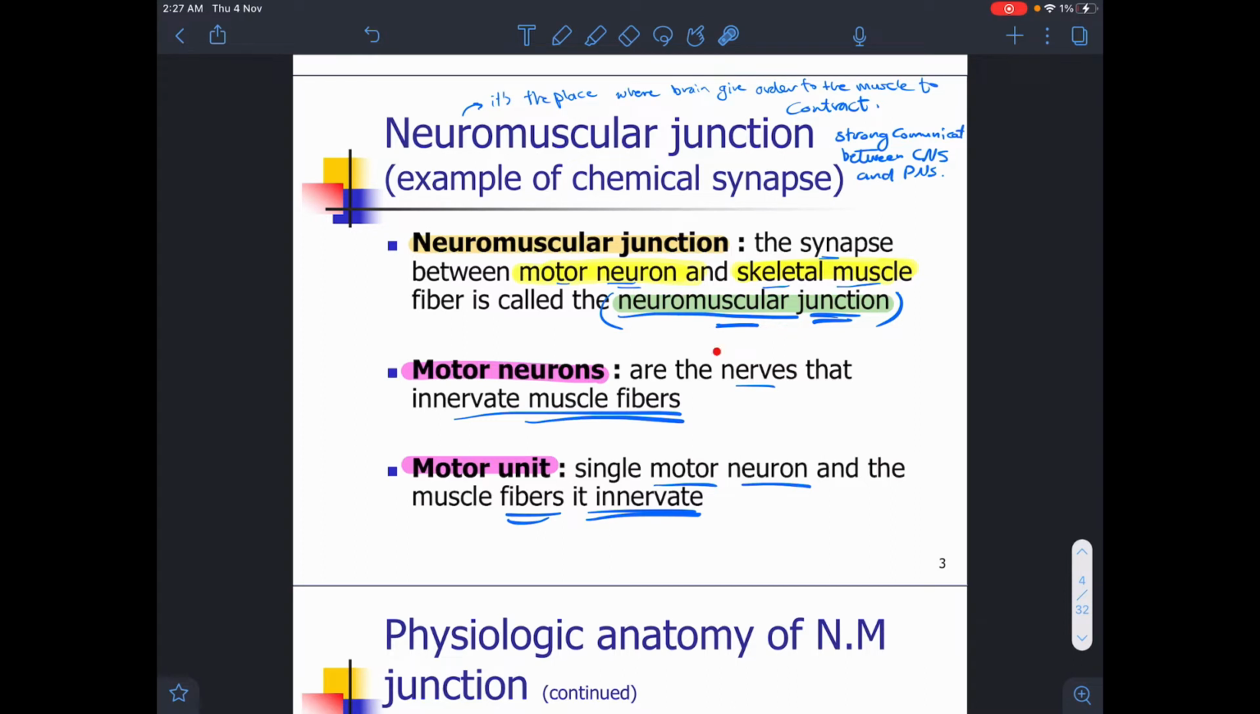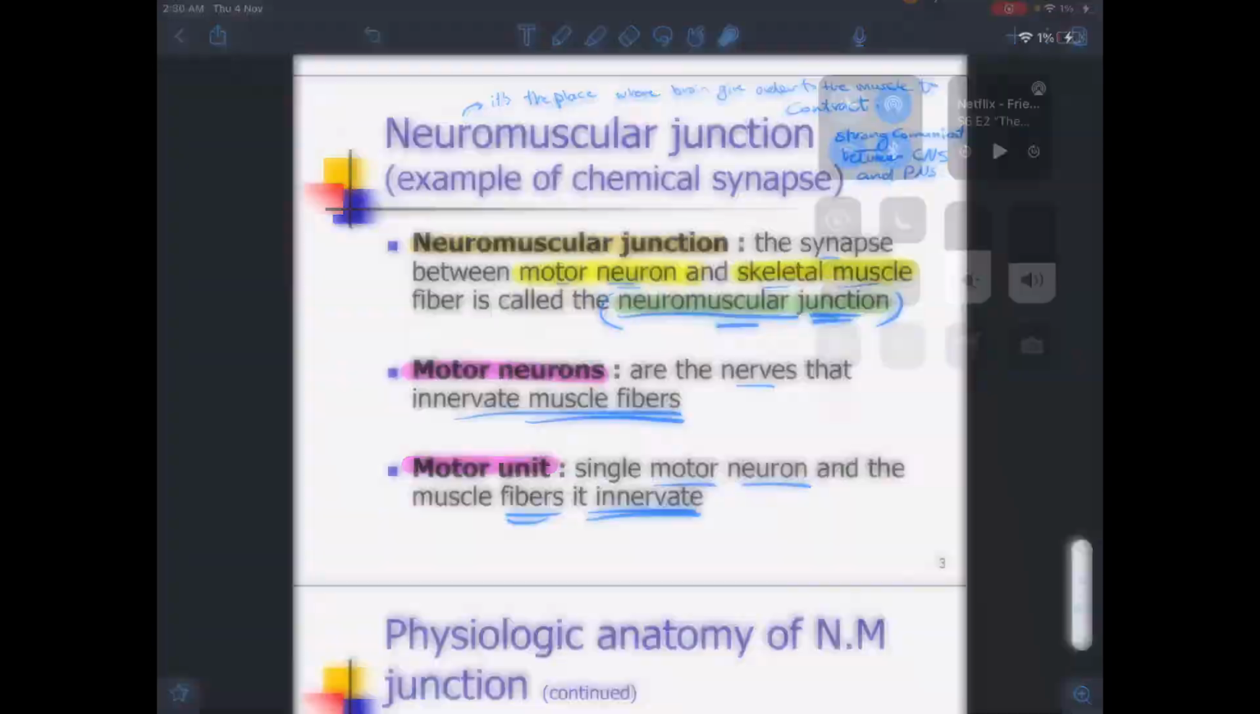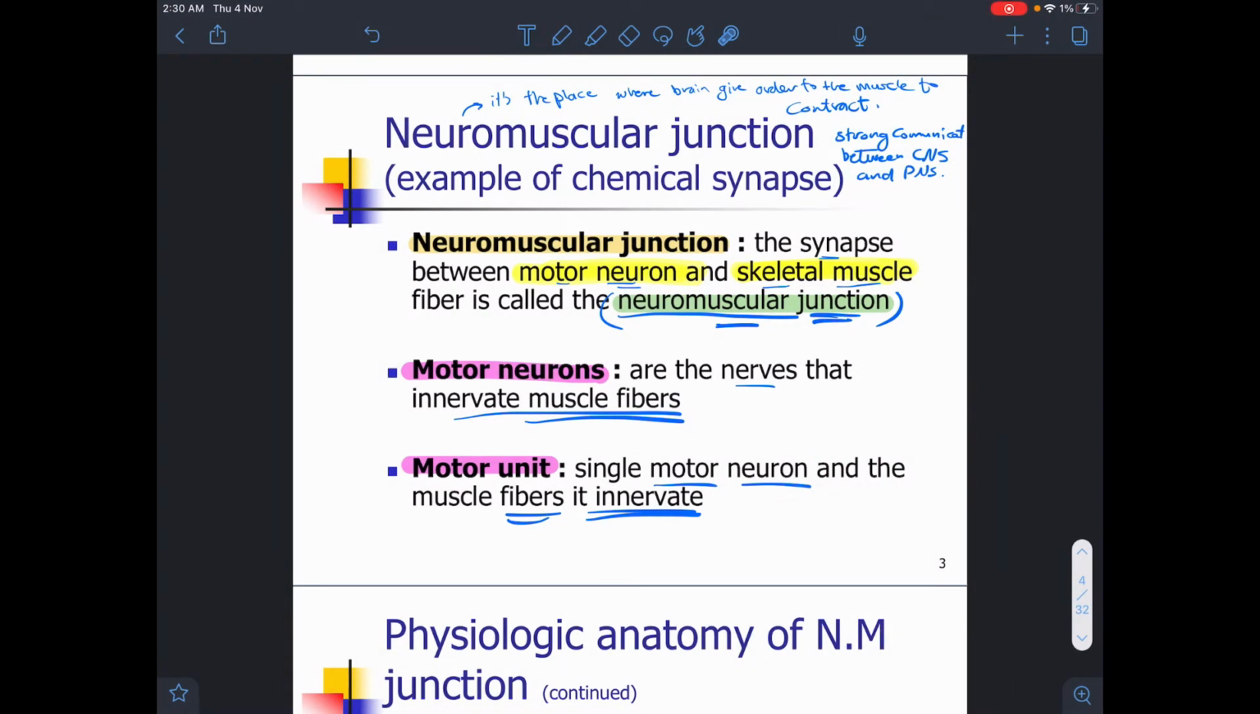Here we have two important things: the motor neuron, which is the nerve that innervates the muscle fiber, and the motor unit, which is a single motor neuron and the muscle fibers it innervates, وحدة متماسكة. They get contracted together. So as I was saying, the neuromuscular junction هو المكان اللي يكون فيه synapse where the nerve transmits the pulse, الرسالة من المخ إلى العضلة, from the nerve fiber into the muscle fiber.